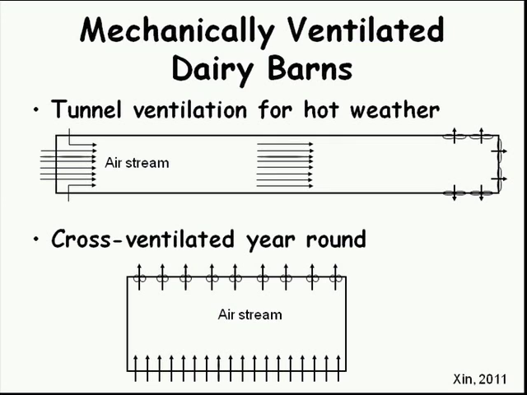Again, the mechanically ventilated barns that I want to talk about are tunnel ventilated barns, where you bring the air in on one end, down the barn, and out with fans on the far end. And now we're seeing cross-ventilated barns in dairy, and they are laid out a little differently and have air coming in on one side and out the other side on the fans.